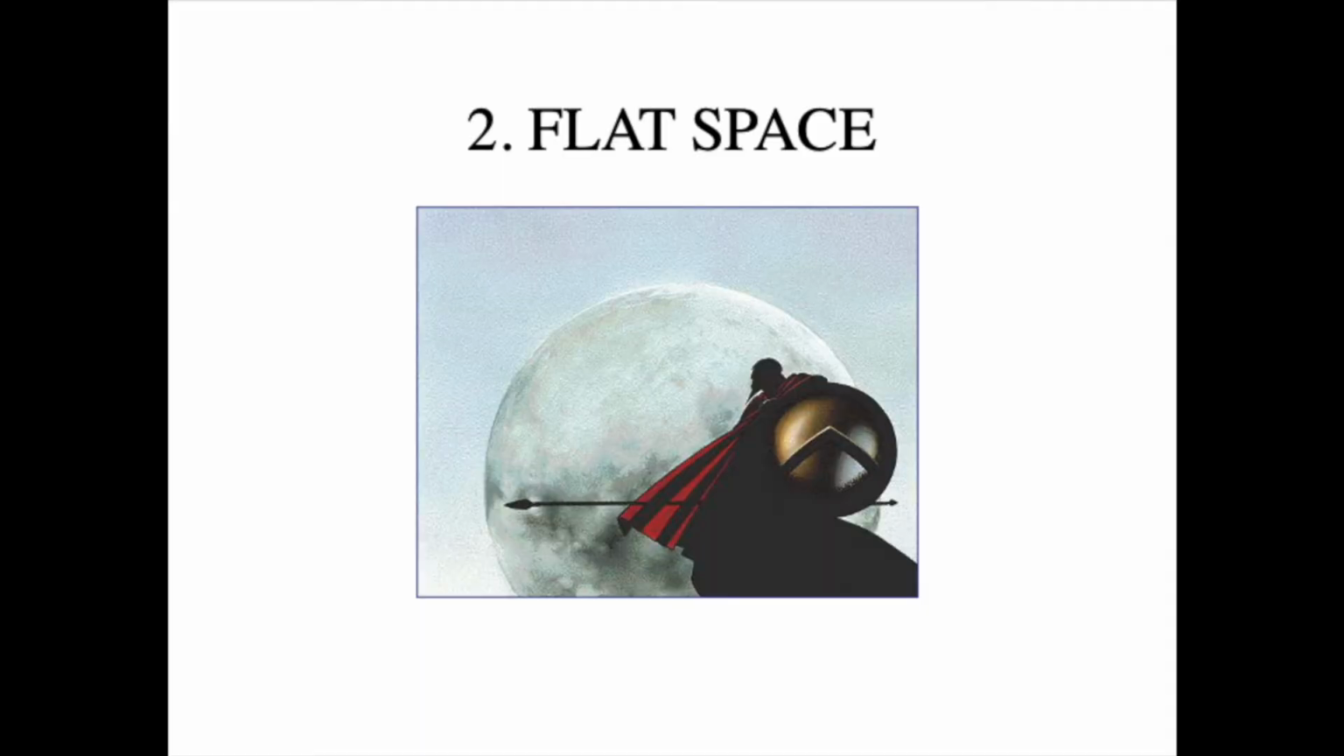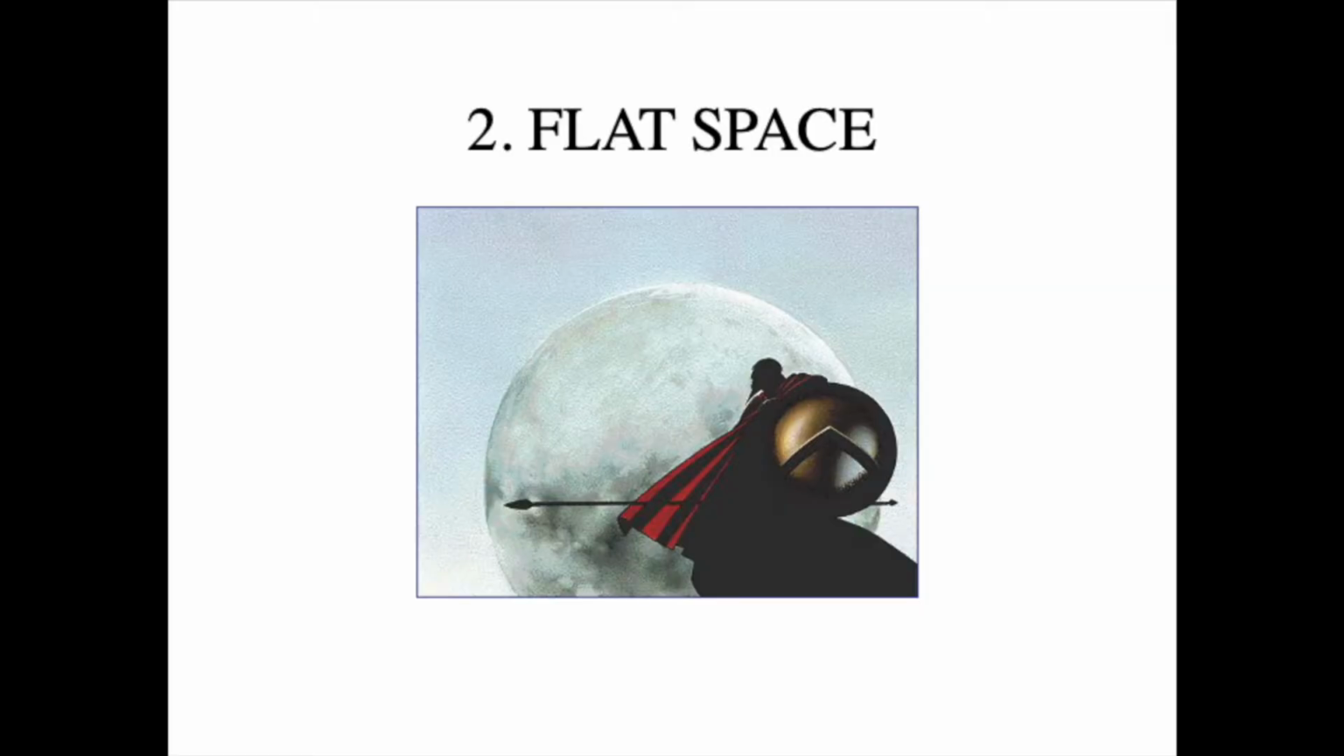All right, I'm now at part 2 of this first lecture about 300, and this is about flat space. I'm starting off with the example of this print that Miller made with Varley. What I want you to see is, look at the folds of Leonidas' cloak.